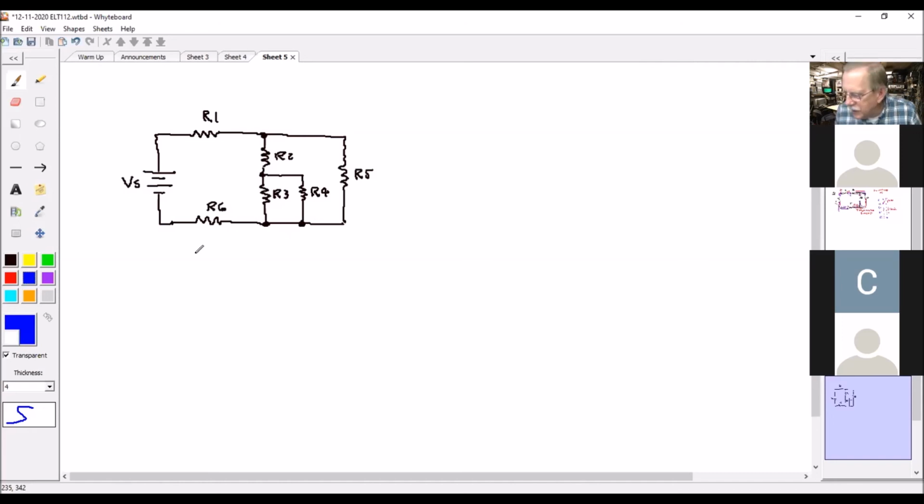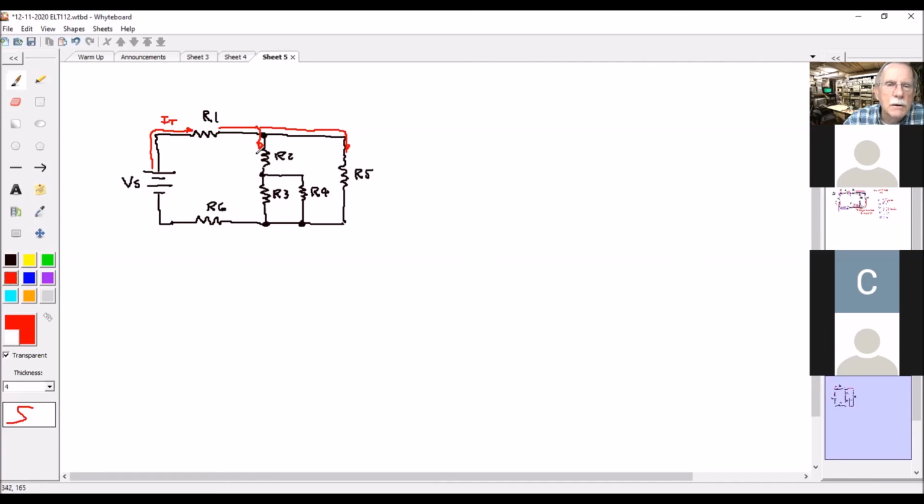All right, let's do it because I just looked at the clock. Let's talk about it from the current viewpoint. IT leaves here, goes into R1, leaves R1, and what happens when it gets to here? It splits to R2 and R5. The minute you say the word it splits, whatever it splits to cannot be in series. So R2 can't be in series with R1. R5 can't be in series with R1 because they have different currents.